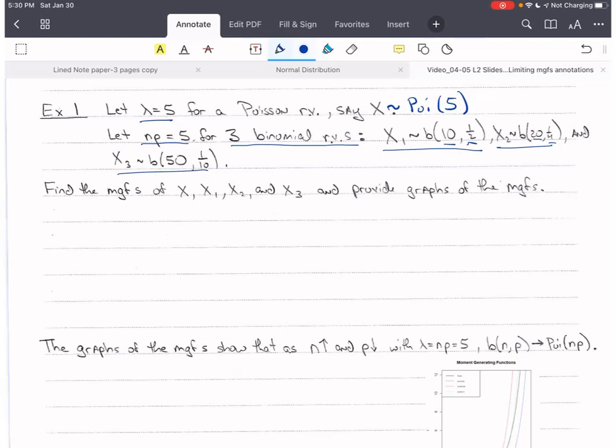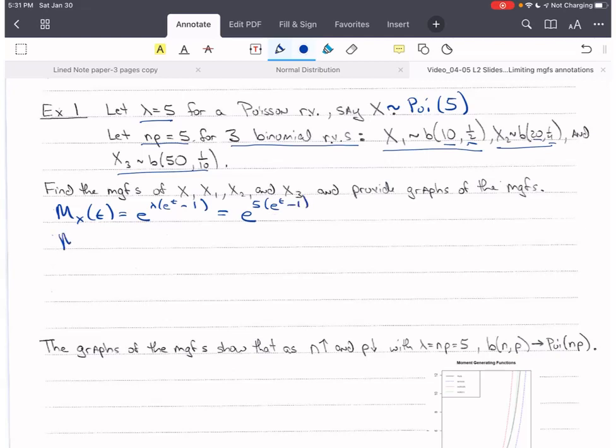All right, so we want to find the MGFs of X, X1, X2, and X3. So this is where you need to know your MGFs. So M sub X of t is equal to e to the lambda times (e to the t minus 1). Okay, and so we substitute in, that's e to the 5 times (e to the t minus 1).